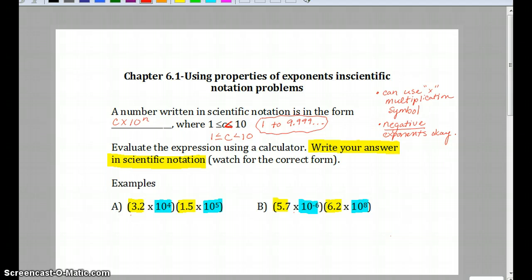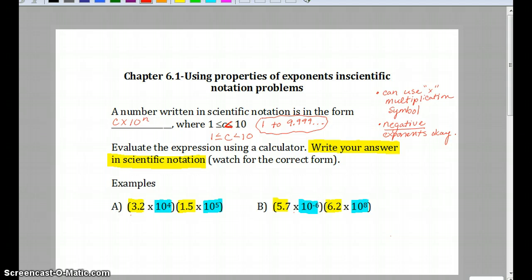And c is going to have a proper form: c has to be between 1 and 10. It can be equal to 1, but cannot be equal to 10. So it's written as a compound inequality: 1 is less than or equal to c is less than 10. So in effect, you can have a c value that is between 1 and 9.99999.